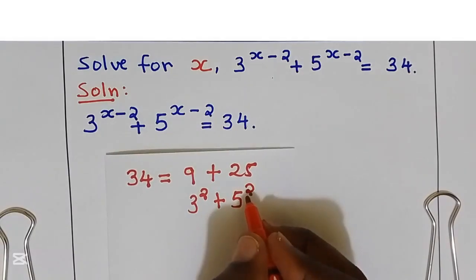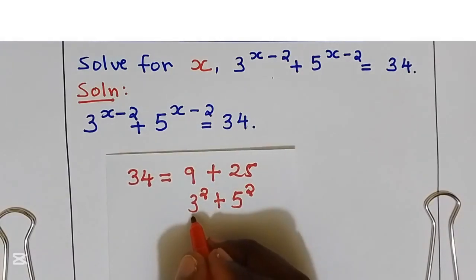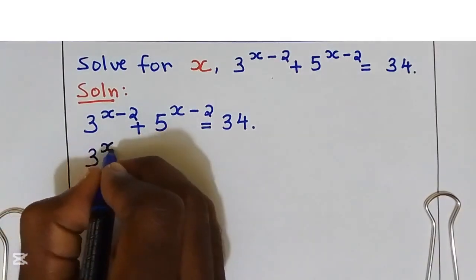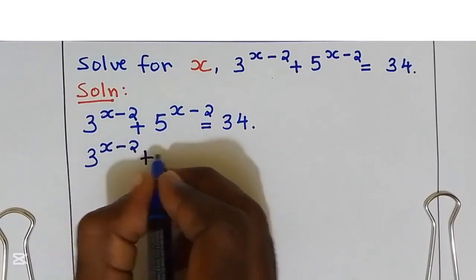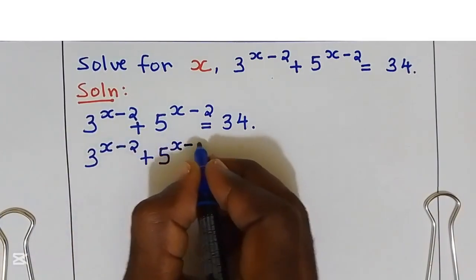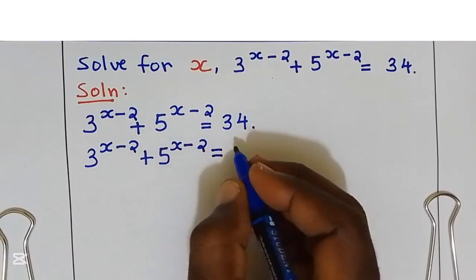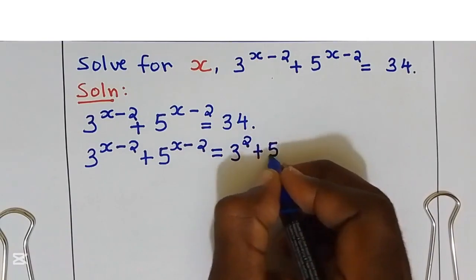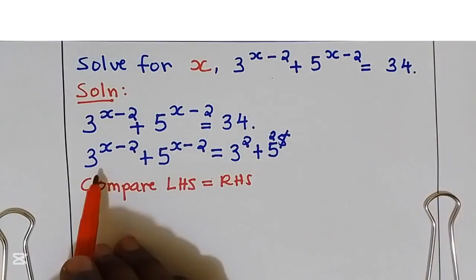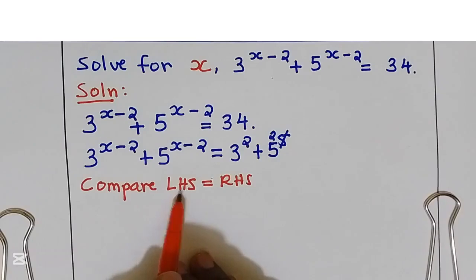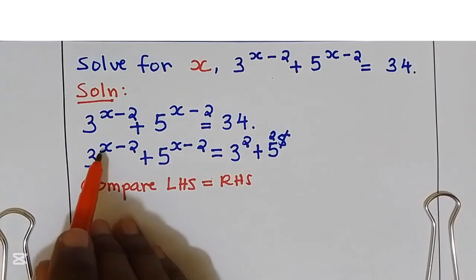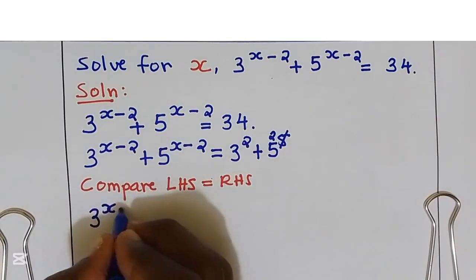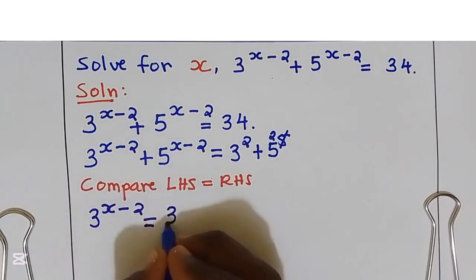Since the right hand side now has the bases of 3 and 5, I can compare. 3^(x-2) + 5^(x-2) is equal to 3 squared plus 5 squared. Now I'm going to compare the left hand side and the right hand side. I have 3^(x-2) here and 3 squared, so 3^(x-2) is equal to 3 squared.